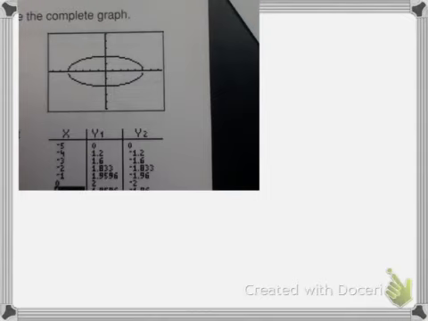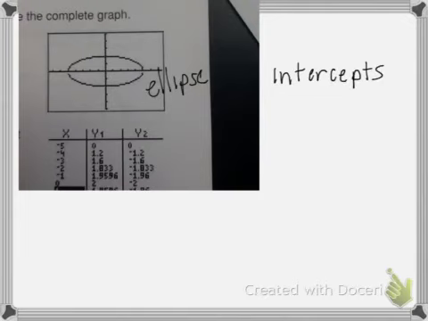This graph is clearly not a circle, and this is why you need to be in zoom square. This graph is called an ellipse. So your answer would be an ellipse. Now, there are certain things they want about the ellipse. They want the intercepts. How many times does this particular ellipse cross the x-axis? Well, it crosses right here and right here.